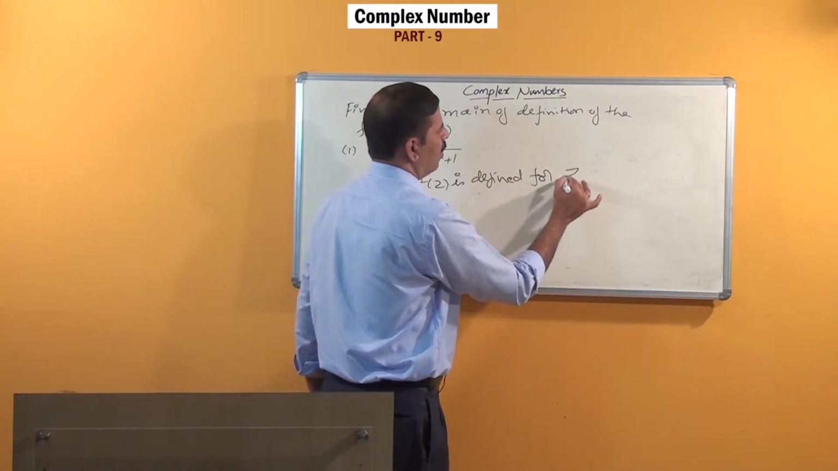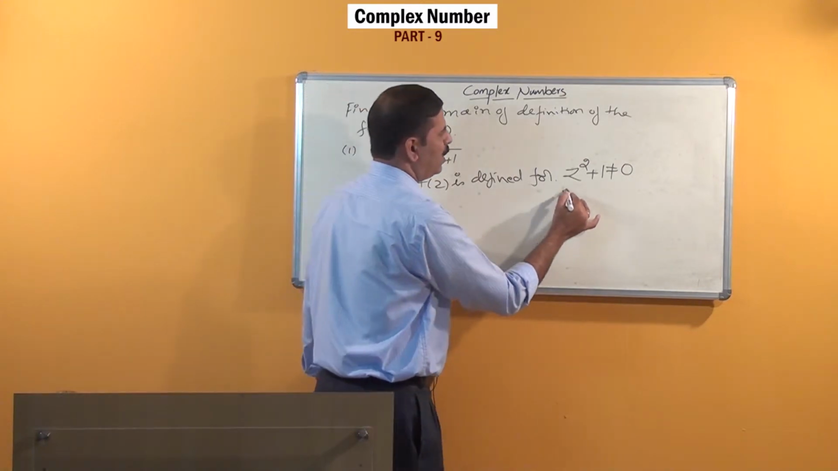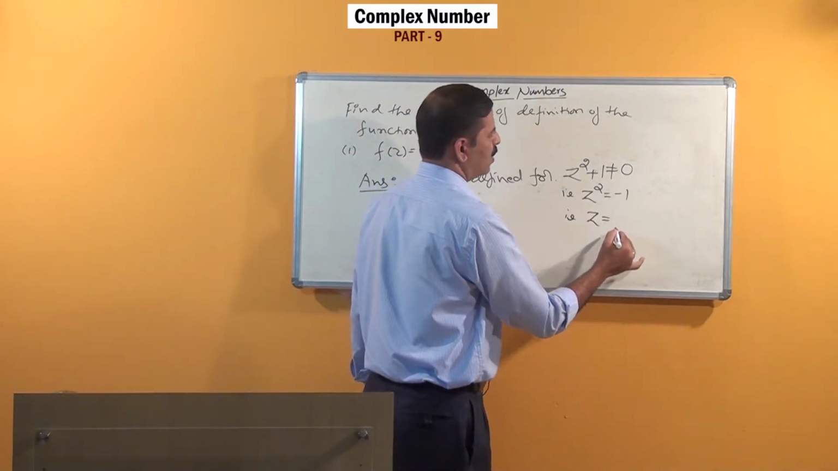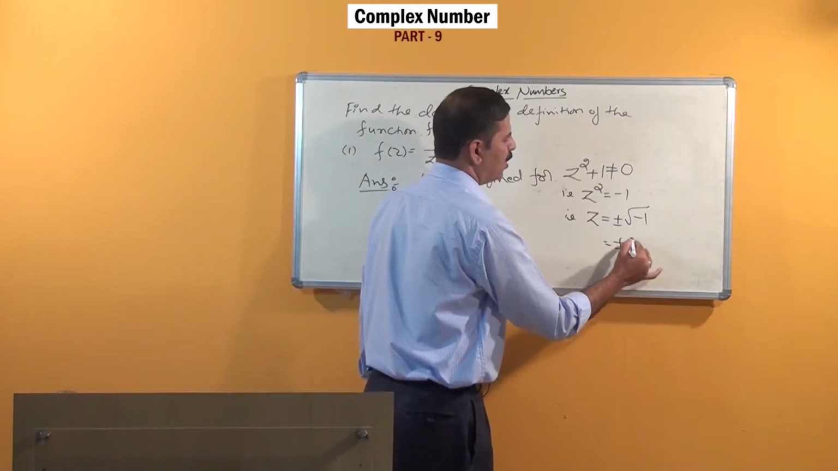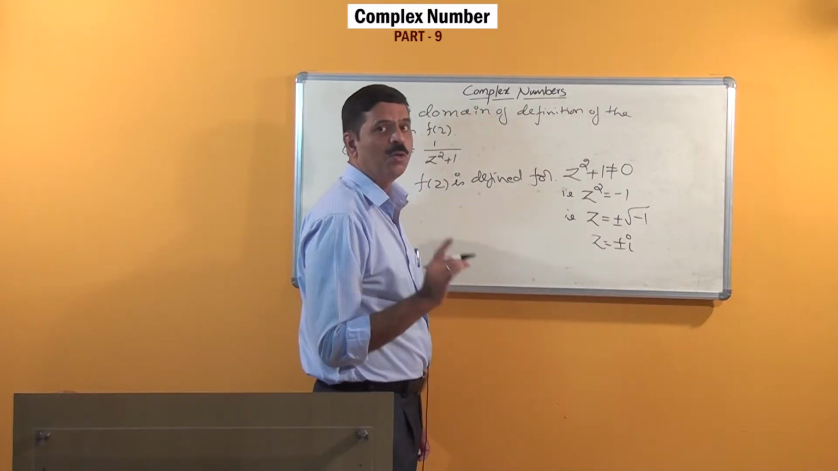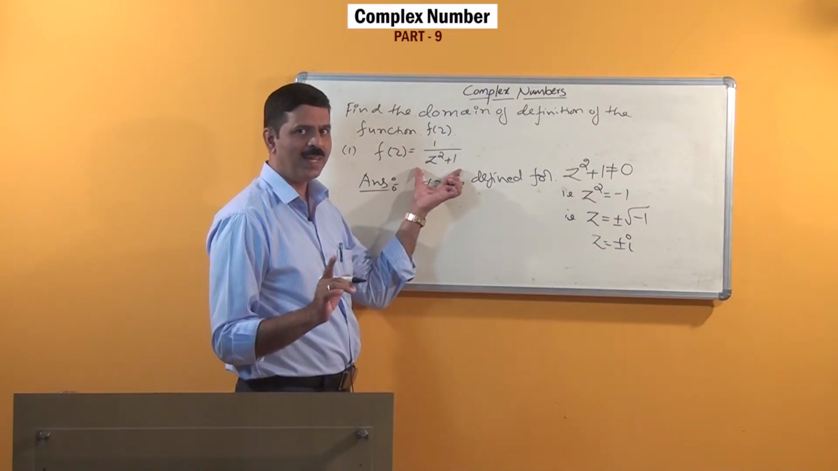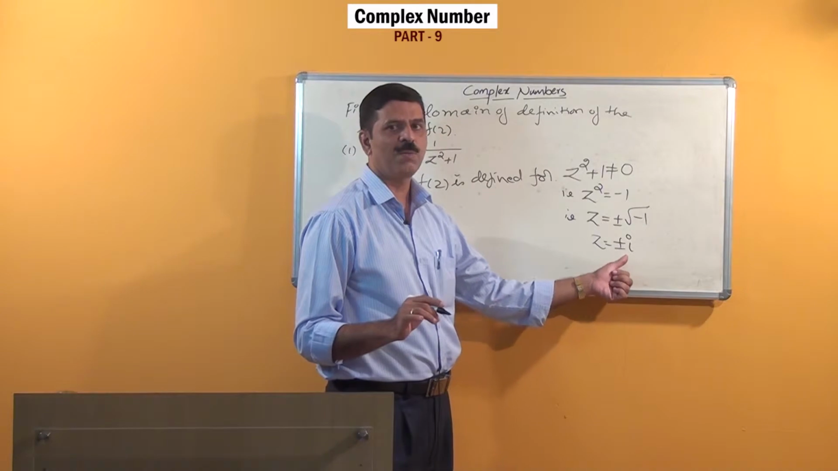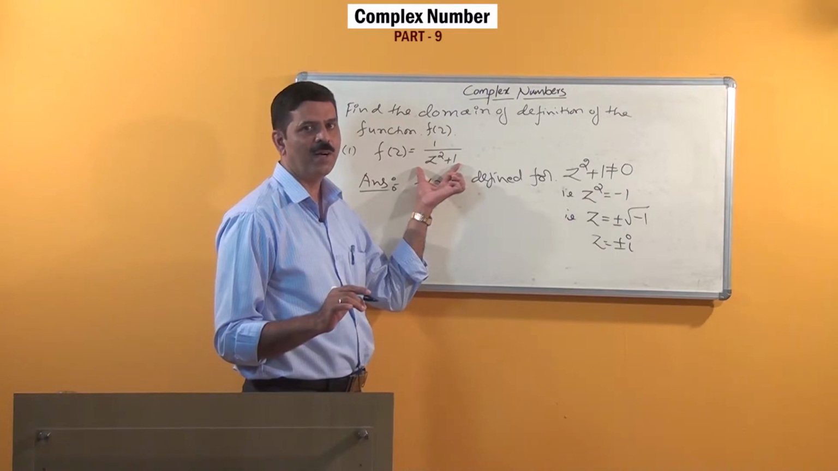for all the values where z square plus 1 is not equal to 0, or that means z square is equal to minus 1, or that is z is equal to plus or minus root minus 1. That is nothing but plus or minus i, as you know that root minus 1 is equal to i. So therefore the domain of the function in this particular problem is set of all values of z which are not equal to plus or minus i. Apart from this, everywhere the function is defined.